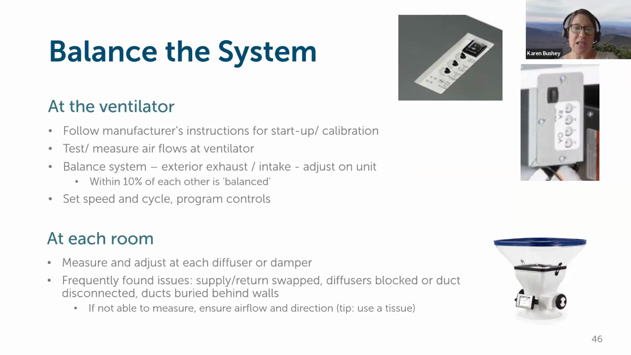Test the airflows at the ventilator and balance the system, if possible, at the ventilator itself so that they're within 10% of each other. That's considered balanced. I think, honestly, 0% is the best. People have different thoughts about that, but this is where you want to set the program on the machine in the way that you want it to run.